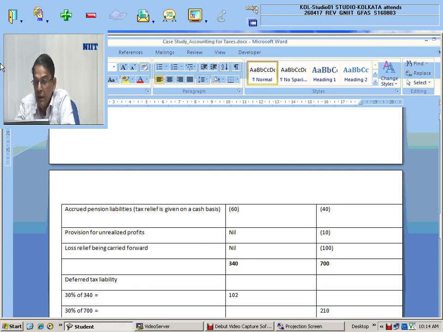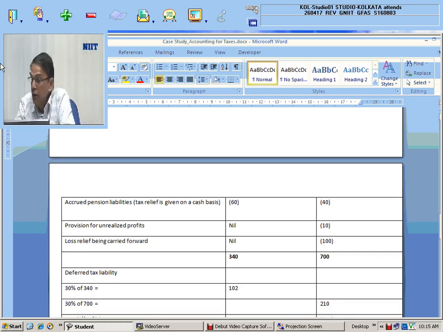So the net deferred tax liability will be the additional deferred tax liability for charge to profit and loss: 210 minus 102, that is 108, will be the charge to profit and loss. So that charge to profit and loss will increase the deferred tax liability by 108,000. From 102 it will go up to 210. Is that clear to everyone?